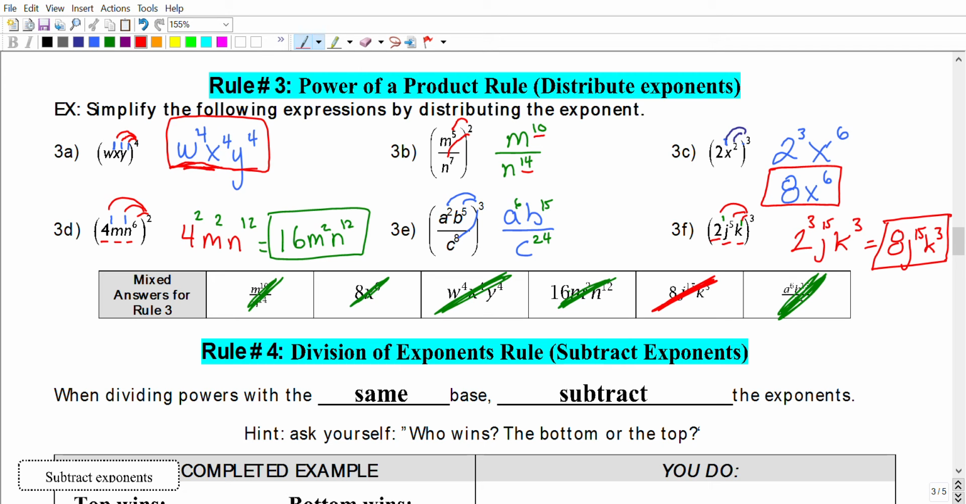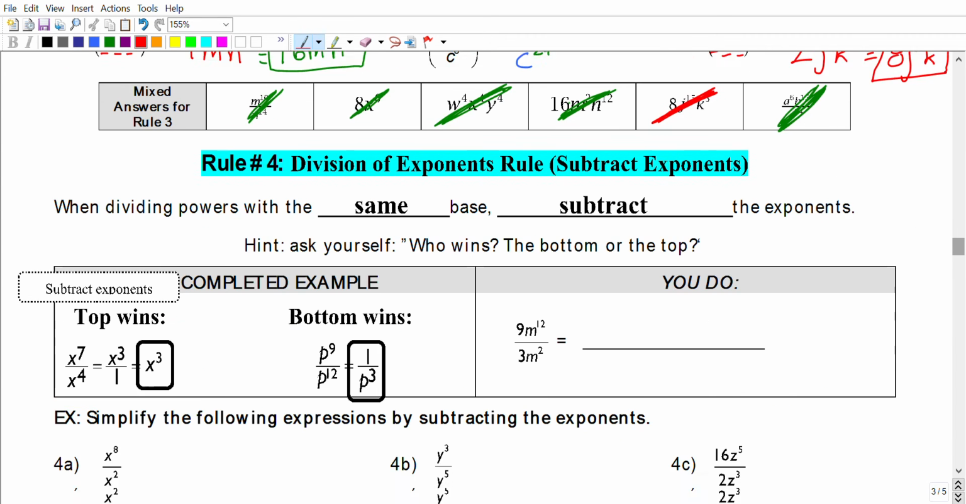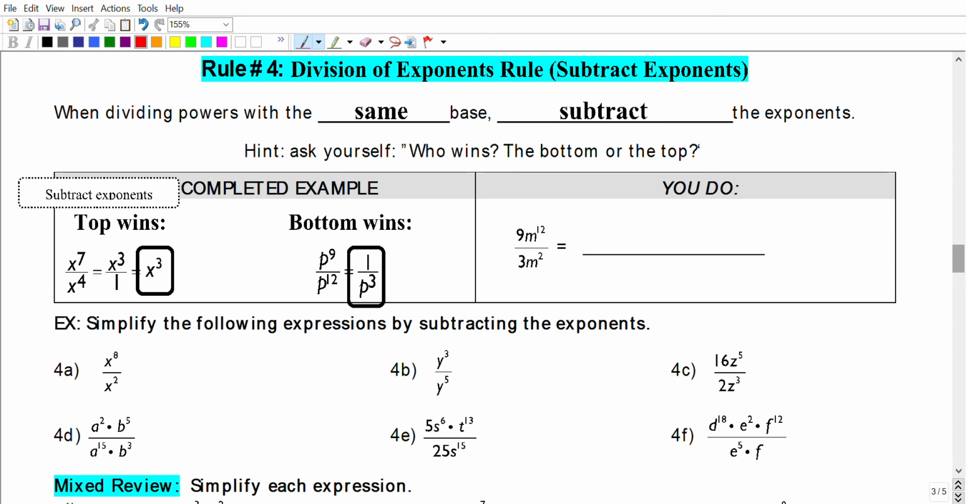Okay. So the final rule that we're going to take a look at is the division of exponents rule. So with division of exponents, all we're doing is subtracting. If you remember when we were multiplying things with the same base, we would add the exponents.